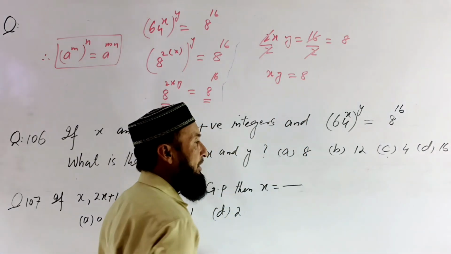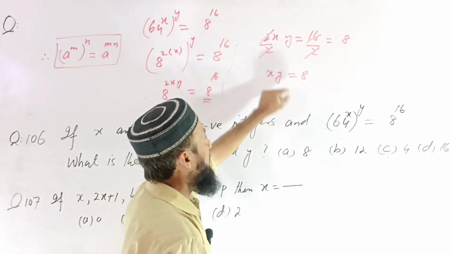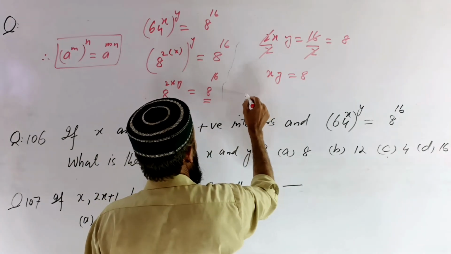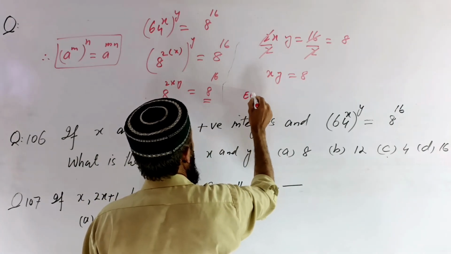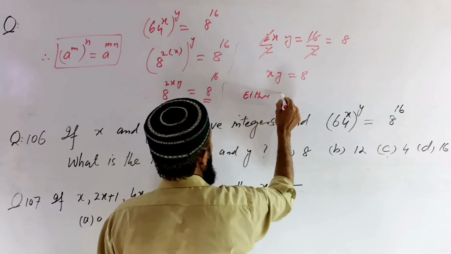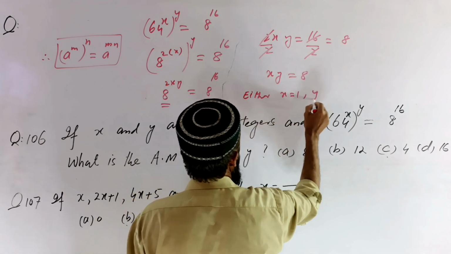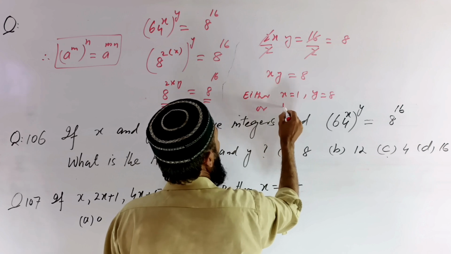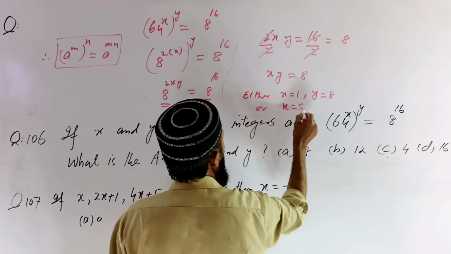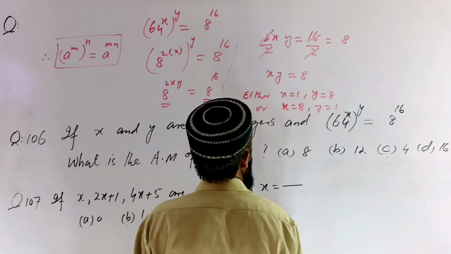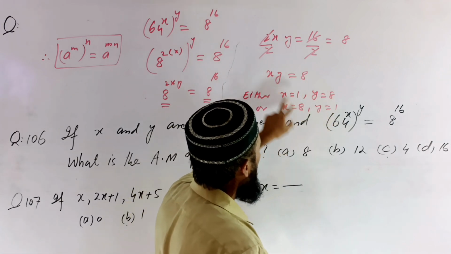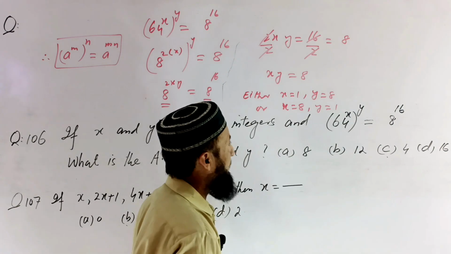It means that either the value of x is equal to 1 and y is equal to 8, or x is equal to 8 and y is equal to 1. If we multiply, 1 multiplied by 8, or 8 multiplied by 1, we get 8.